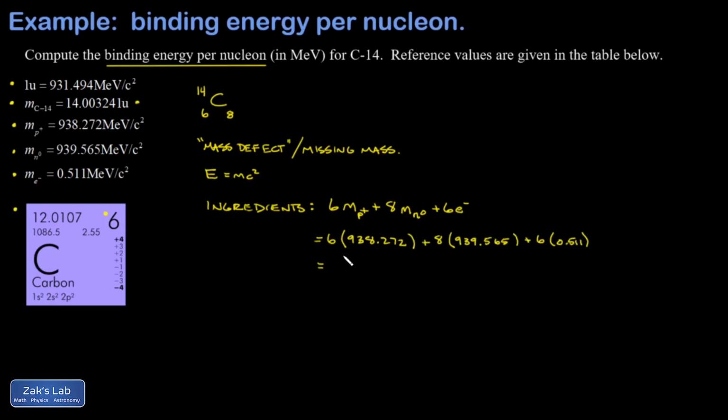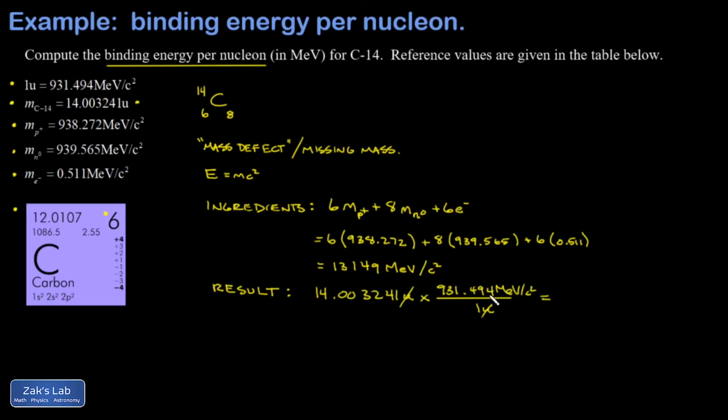So expressing all these masses in MeV per c squared, the numbers look like this. And this gives me a grand total of 13,149 MeV per c squared. Then I want to compare to the mass of the C-14 atom, but that's normally given to us in atomic mass units, so I have to do this little conversion. And the atomic mass units cancel out there, and I'll be left with the right units of MeV per c squared. And this gives me 13,043 MeV per c squared. So now I can compute how much mass is missing, or the mass defect. And this gives me 106 MeV per c squared.